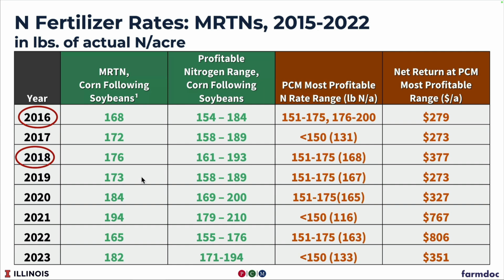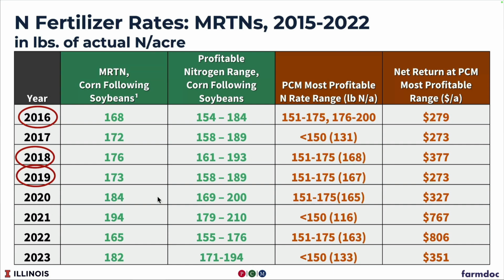In 2019, it predicted 173 pounds, and the range was 158 to 189. And again, the most profitable range for high productivity fields in central Illinois was this 151 to 175 pounds of nitrogen. The actual value was 167, and since 167 falls in that range, I circled it. So it did a great job again that year.